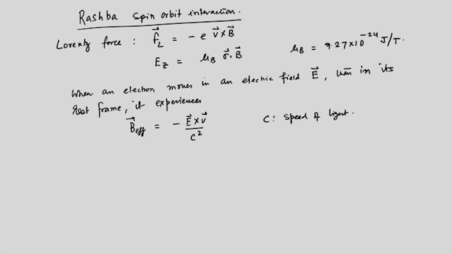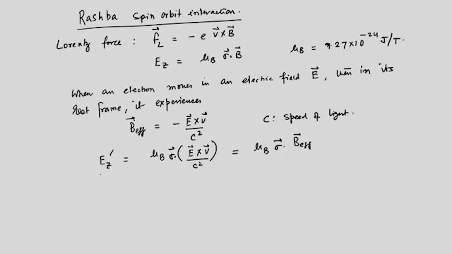So that's the effective magnetic field that it experiences, and this gives you a net Zeeman energy, which is given by mu_B E cross v divided by c squared dot sigma. It's B dot sigma or sigma dot B, it doesn't matter. So this is like mu_B sigma dot B effective, and B effective appears just in the step above.